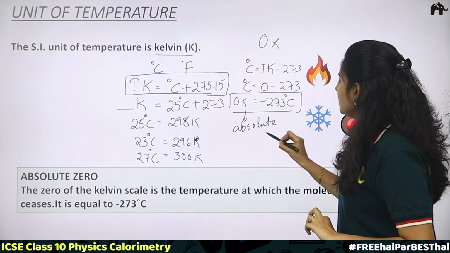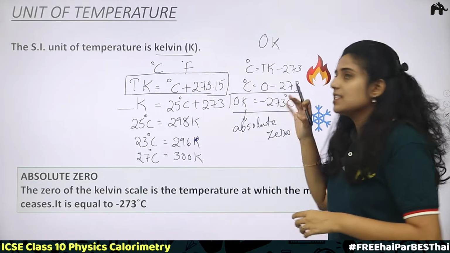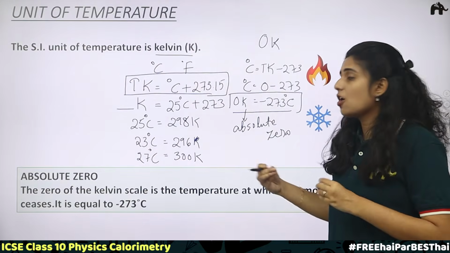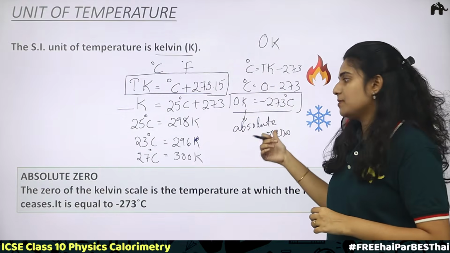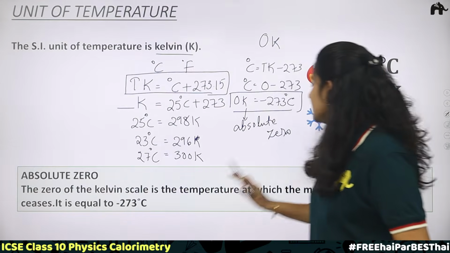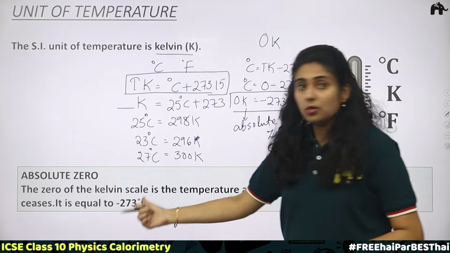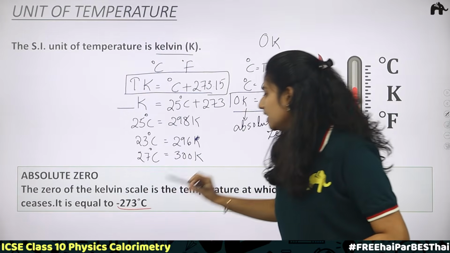Absolute zero. That is, at this temperature, if you take a substance, the molecules cease their motion. The molecule is not in motion, and this is absolute zero. Now we can define absolute zero: the zero of the Kelvin scale is the temperature at which molecular motion ceases. It is equal to minus 273 degrees Celsius.